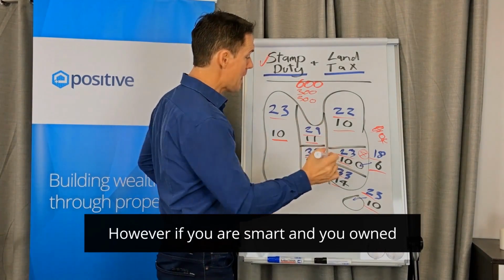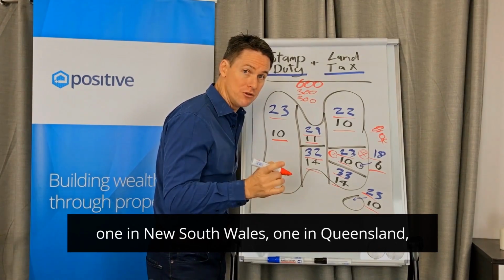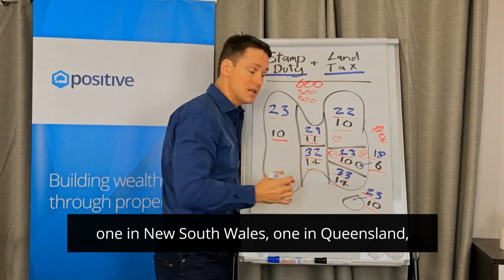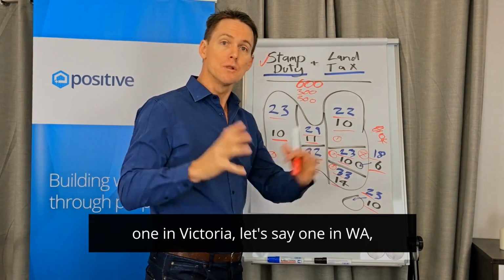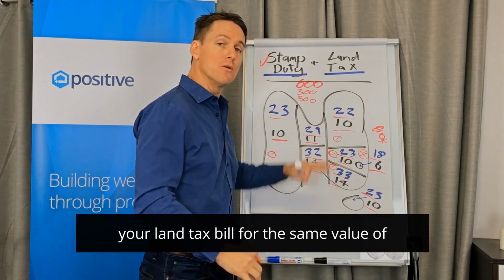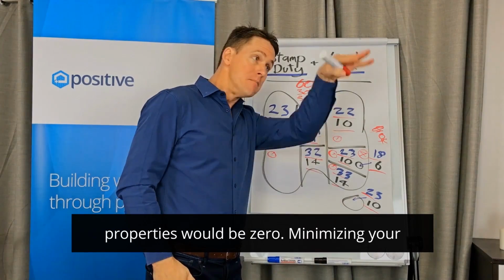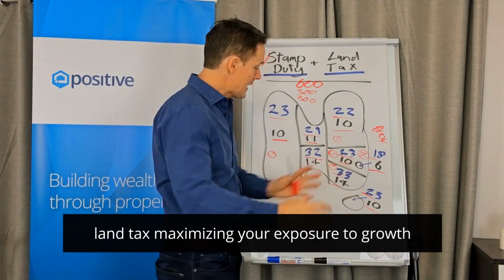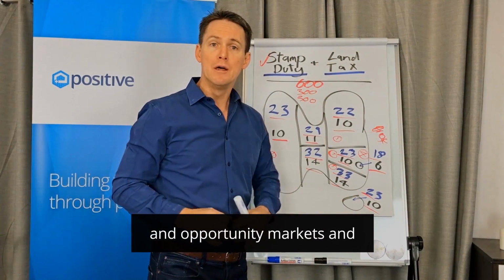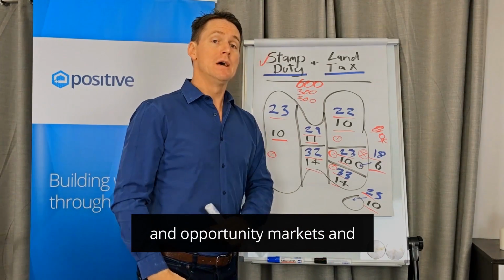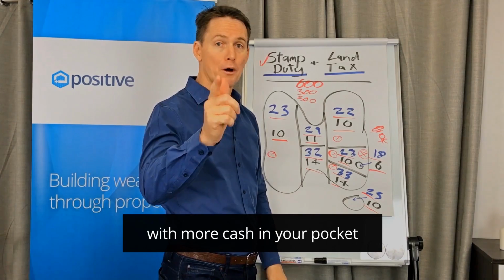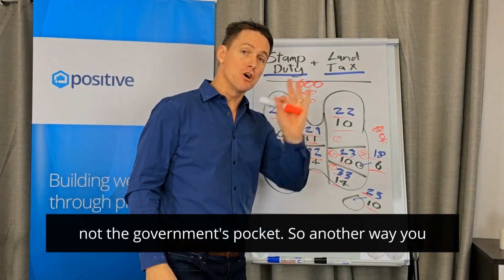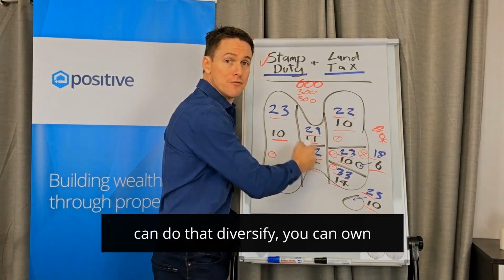However, if you were smart and you owned 1 in New South Wales, 1 in Queensland, 1 in Victoria, and 1 in WA, your land tax bill for the same value of properties would be 0. That minimises your land tax, maximises your exposure to growth and opportunity markets, and means you end up with more cash in your pocket, not the government's pocket. So another way you can do that is to diversify.